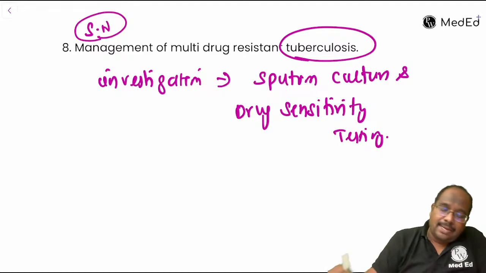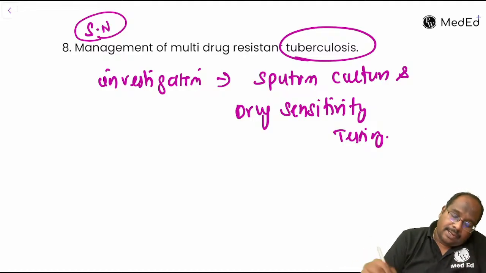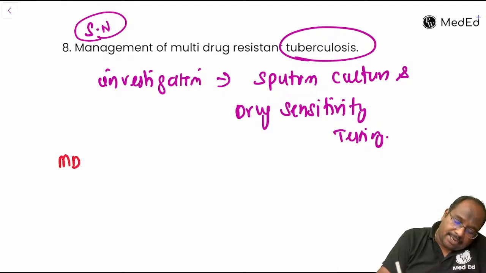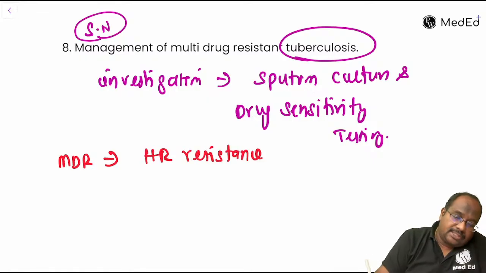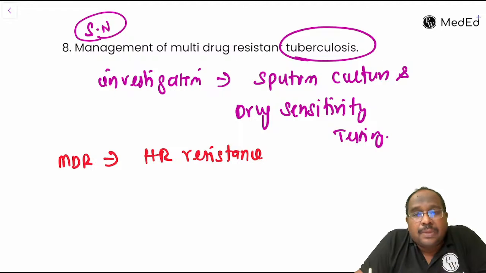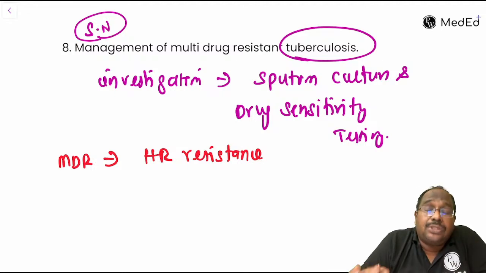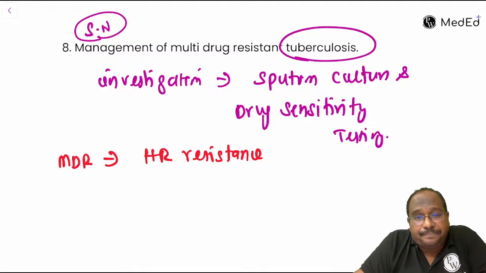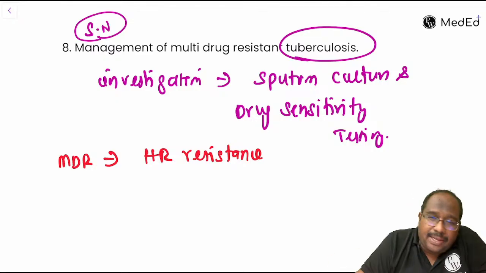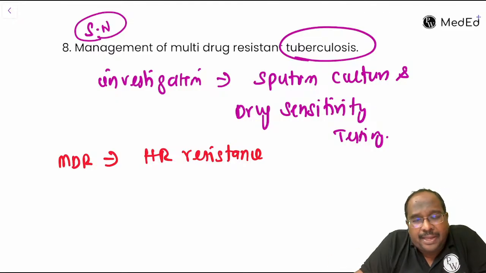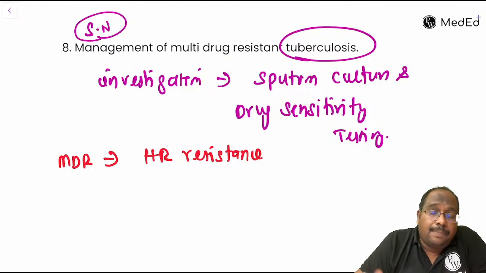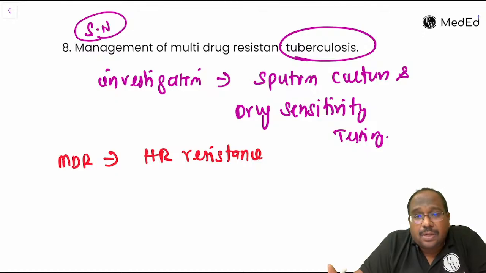Now, what is MDR-TB? Okay, MDR means multi-drug resistance, means HR resistance. What does HR resistance mean? Resistance to isoniazid and rifampicin. Pre-XDR is there. Pre-XDR means HR resistance plus fluoroquinolone resistance. So that is pre-XDR, but the question is MDR, guys.